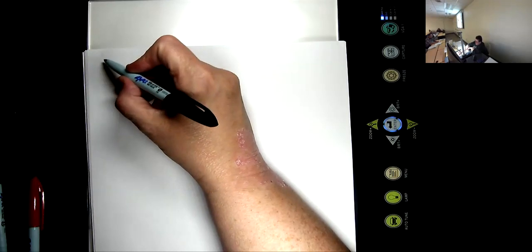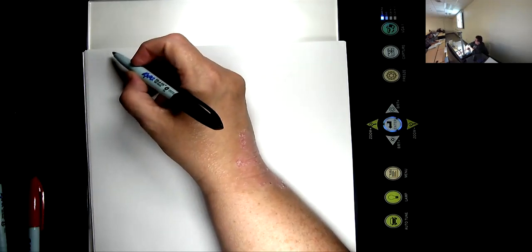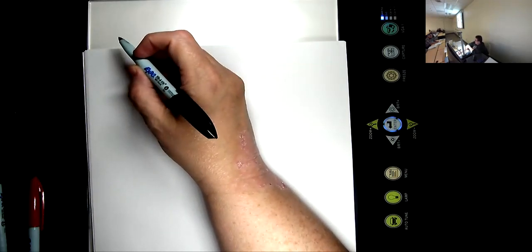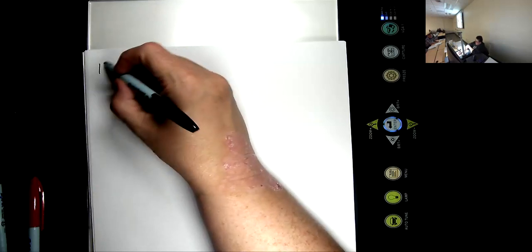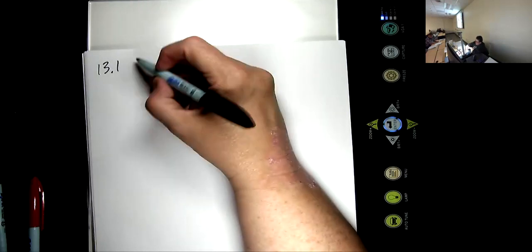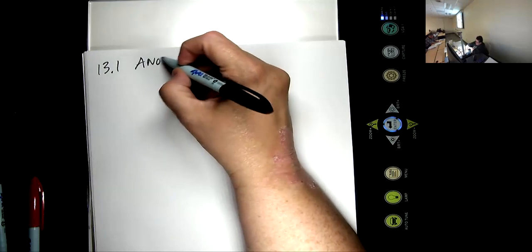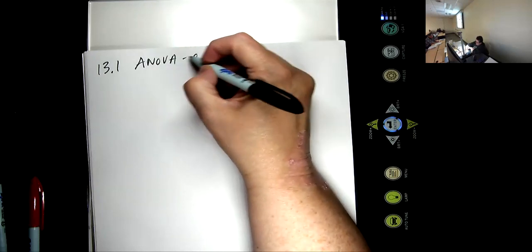So instead of doing 12.1, we already did 12.2. We only have two sections left, 12.1 and 13.1. So we're jumping ahead to 13.1. 13.1 is on the ANOVA one-way test.